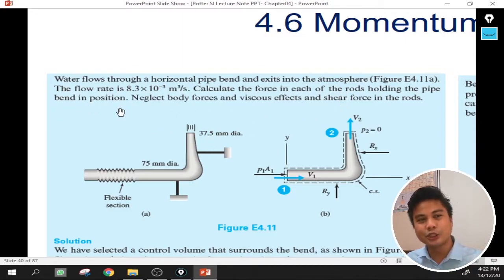So the question asks to find the reaction force holding this pipe. We have the Rx and Ry components. Neglect the body force and viscous effect. That means they request you to neglect the weight of the control volume and the viscous effect and shear force on the rod. So we neglect the shear stress on the wall. That means the flow is uniform flow, and we can use the average velocity.